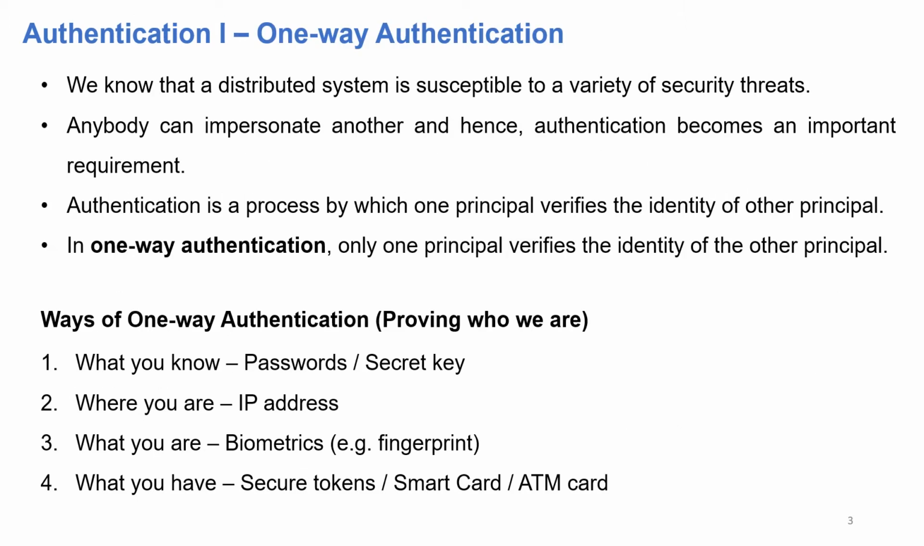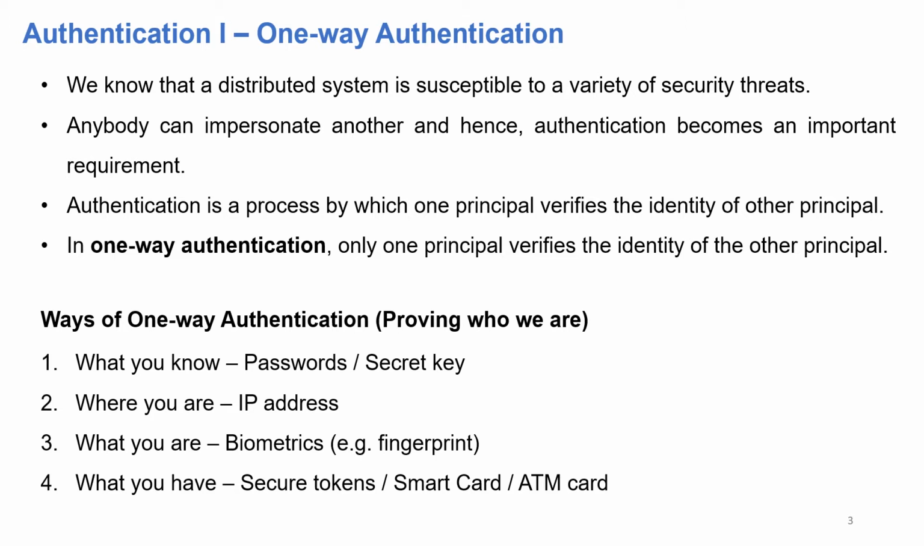Now we move on to one-way authentication. What is one-way authentication? We know that a distributed system is susceptible to a variety of security threats. What is a distributed system? Distributed systems are systems wherein the components are located on different networked computers. When components are located on different networked computers, the likelihood of security threats is much greater. Anybody can impersonate another, and hence authentication becomes an important requirement. Authentication is a process wherein one principal verifies the identity of another principal.